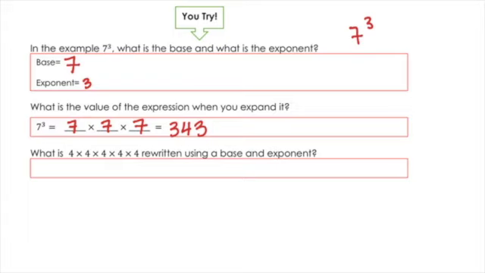Now the next question is, what is 4 times 4 times 4 times 4 times 4 rewritten using a base and an exponent? So take a minute to try that on your own first.